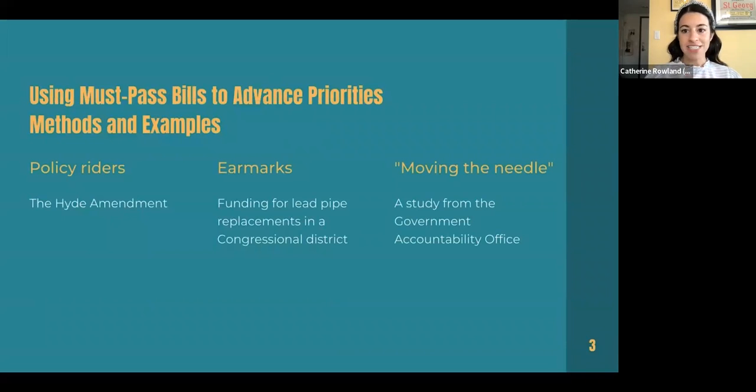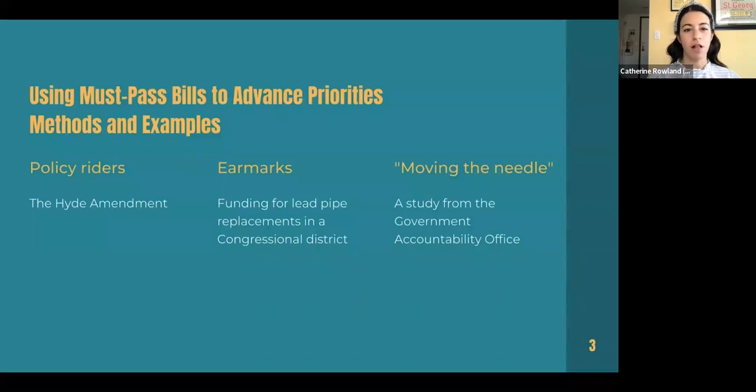Now that we've defined what a must-pass bill is, I want to talk about how they're used. And I'm going to highlight three of the most common approaches. One is attaching a policy rider, two, inserting an earmark, or three, using a must-pass bill to, quote, move the needle. I'm going to start with policy riders. Must-pass bills can be used to advance policies that may be unlikely to become law as standalone bills, either because they're just not a high priority for other members or because they lack sufficient support. These policies are often called riders because they advance by hitching a ride on a must-pass legislative vehicle.